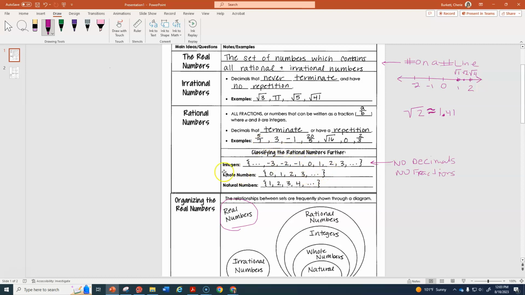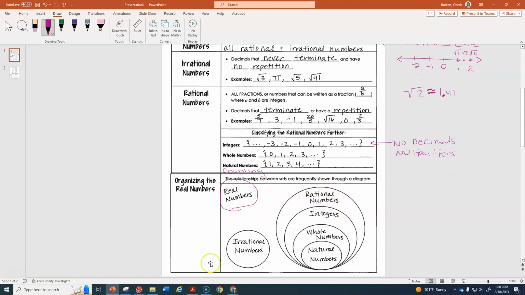The next two sets, the whole set and the natural set. The natural is sometimes called the counting set, because those are the numbers that we usually use to count with. The only difference between the whole set and the natural set is the number 0. The whole set includes 0, the natural set does not. That's why I like to think about those as numbers that we count with.